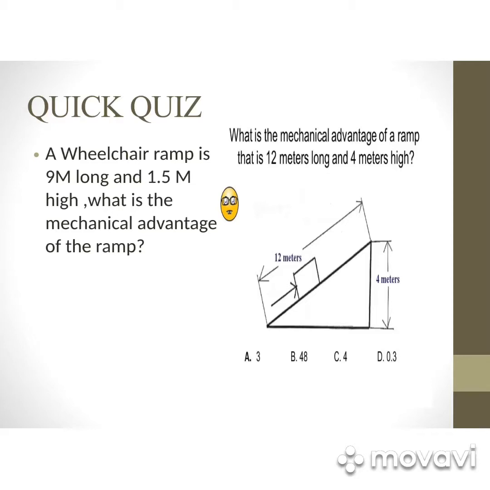Let's move to the quick quiz. The first question says, a wheelchair ramp is 9 meters long and 1.5 meters high. What is the mechanical advantage of the ramp? The second question says, what is the mechanical advantage of a ramp that is 12 meters long and 4 meters high? The second question has an illustration figure, and I already gave you the answer in the form of multiple choice. I expect each and every one of you to answer these questions in the comment section down below. I will check it.